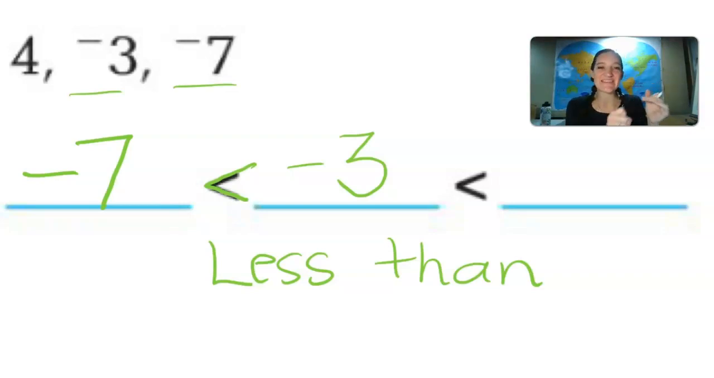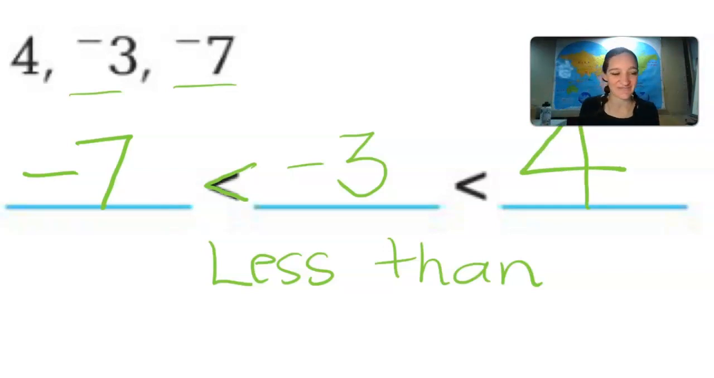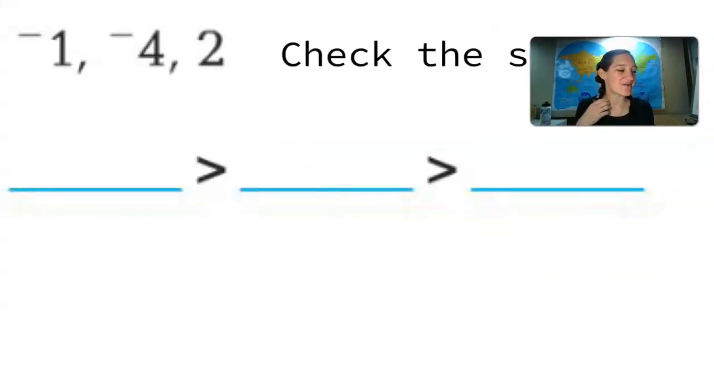So that is the next biggest. The biggest by far, because it is a positive, is the number 4. Anything positive is going to be bigger than anything negative. Cool, huh? So what if we want to now go greatest to least?